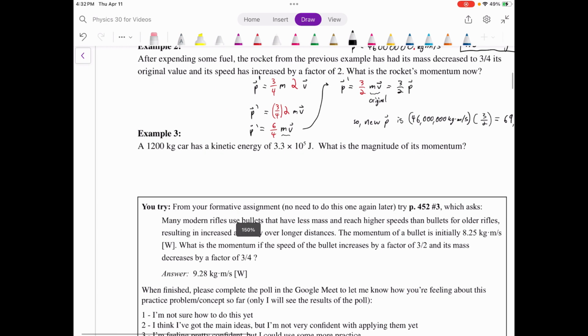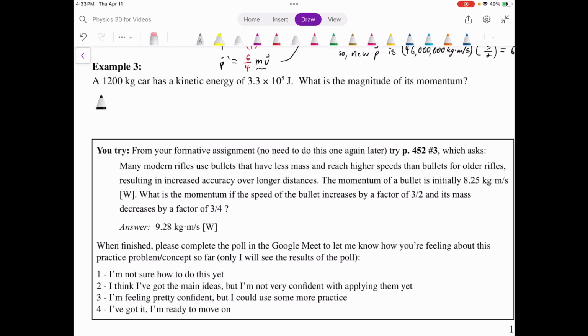All right, let's try this one out. So it says a 1,200 kilogram car, okay, we know its mass then, let's just make note of that, has a kinetic energy of 3.3 times 10 to the 5 joules. So that's EK, the kinetic energy. What is the magnitude of its momentum? So notice here, they didn't give us enough information to figure out the direction. We can figure out the magnitude, the number, but we can't actually say the direction here.